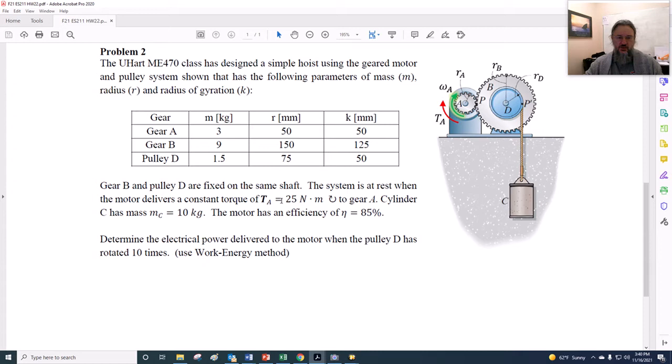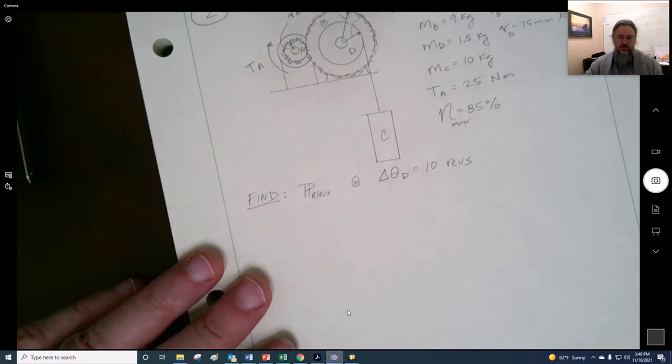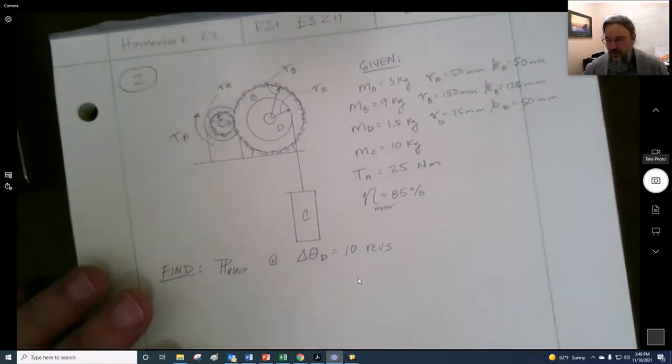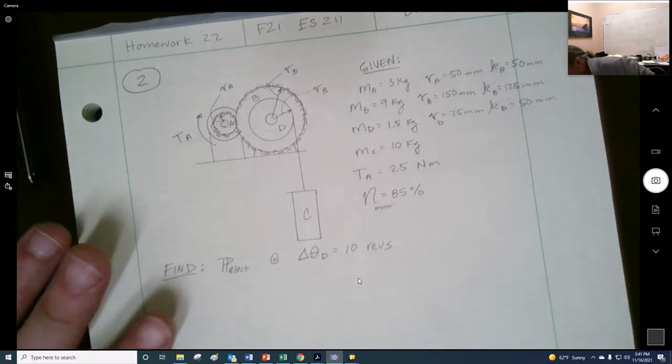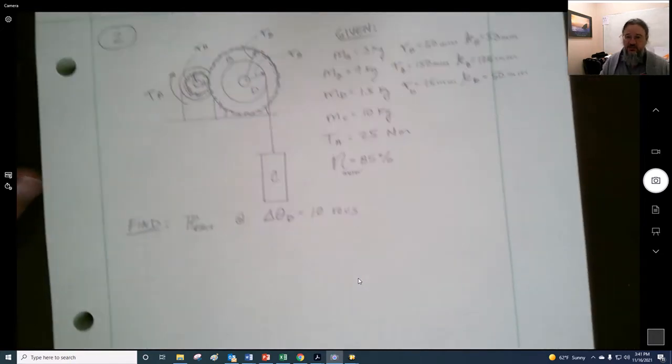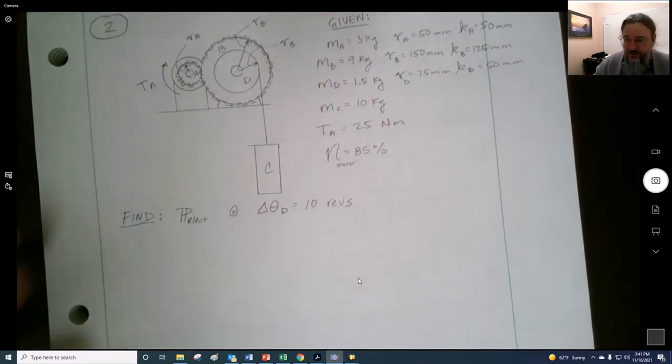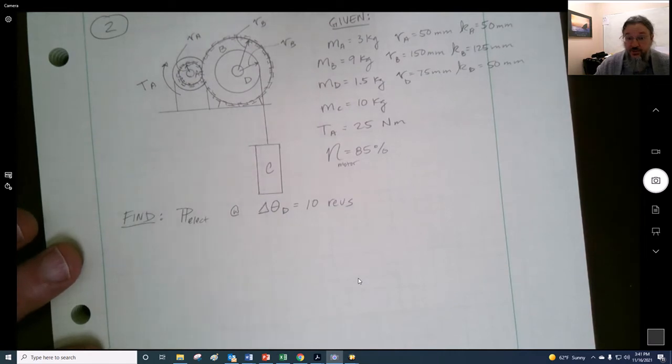There's an external torque being placed on it by the motor of 25 newton meters, and this cylinder has a mass of 10 kilograms and the motor has an efficiency of 85%. So we want to determine the electrical power delivered to the motor when the pulley has rotated 10 times. So really what we're asking here is for the RPM, or the angular velocity, and with that we're going to be able to get the power delivered. Then we have to increase it, because the electrical power has got to be more, since the motor is inefficient.